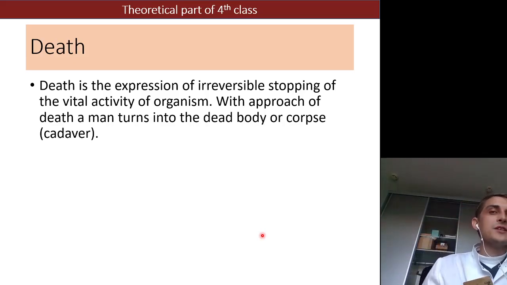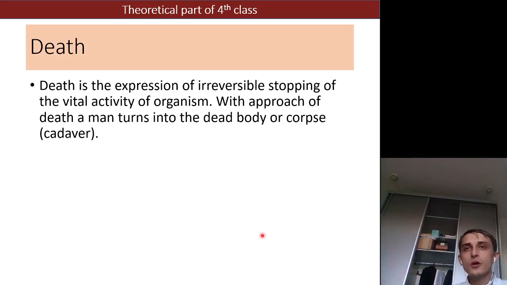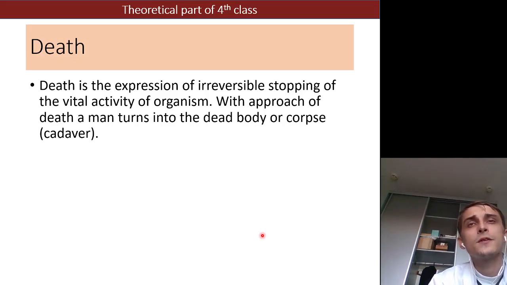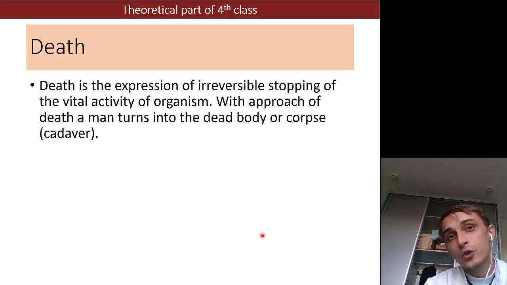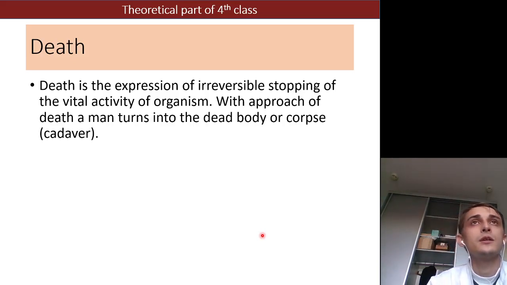And in the summary of our class, we should talk about the death, about general death of our organism. So death is a stopping of all vital functions of an organ, of an organism. And death is an irreversible process. As a result, the person or the human body becomes a cadaver. So after death, the human is not a person, he is a cadaver.